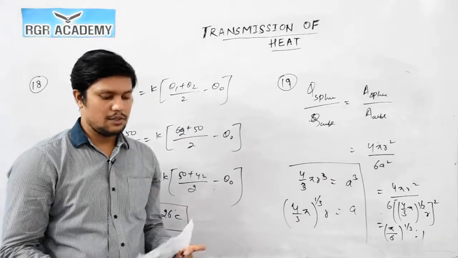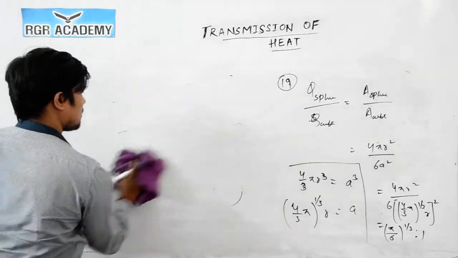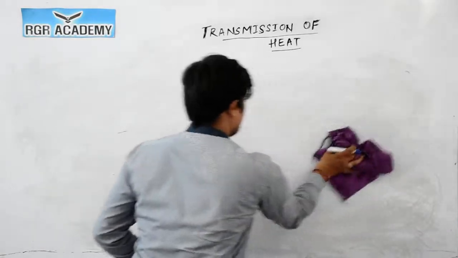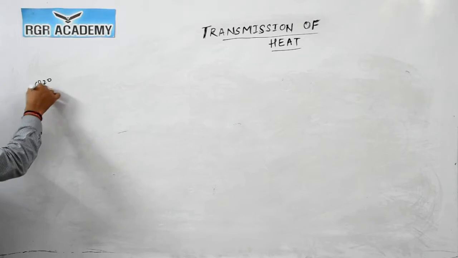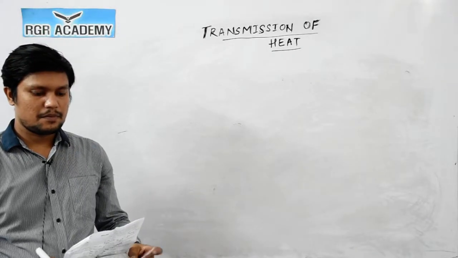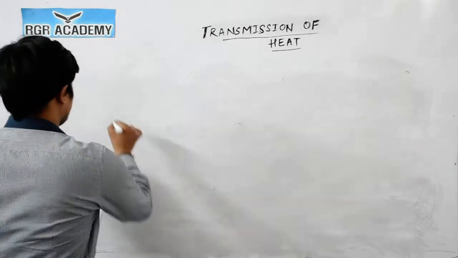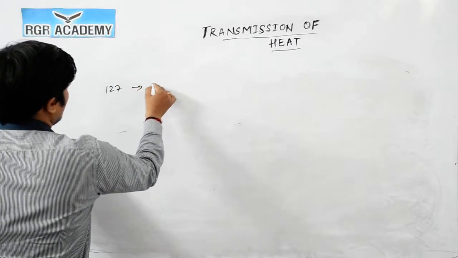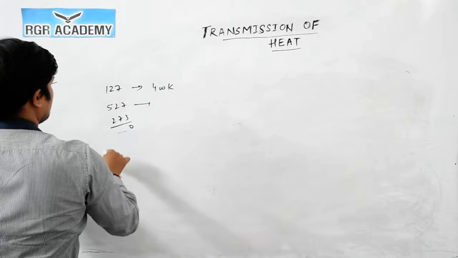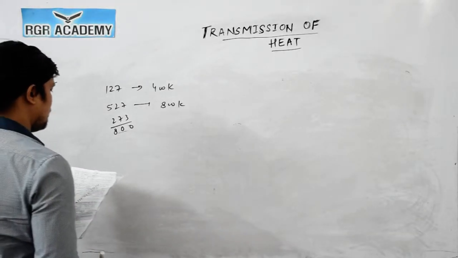Now question number 20 we will solve. In question number 20, they are asking about two spheres P and Q of the same color having the radii of 8 cm and 2 cm, maintained at temperatures of 127 degrees Celsius, which means 400 Kelvin, and 527 degrees Celsius, which means 800 Kelvin, respectively. Then the ratio of energy radiated by P and Q.